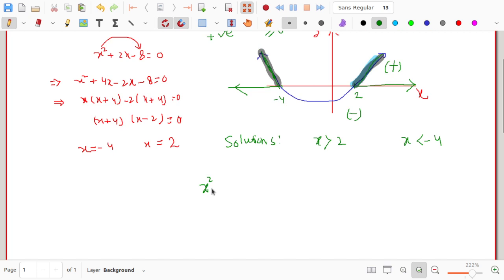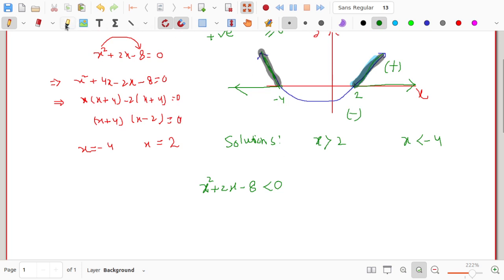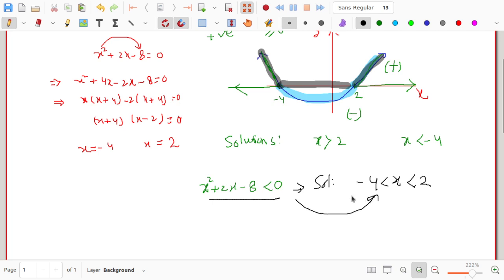Now suppose the question is x square plus 2x minus 8 less than 0. Here it was greater than 0, now it is less than 0. Less than 0 means negative, and which portion of the graph represents negative? Look at this graph. Negative means the down portion, this portion. For this portion, what will be the value of x? x will be from here to here, yes or no? That means the solution will be from minus 4 to 2. So we can write directly minus 4 less than x less than 2. If it is a less than or equal to sign, here also you have to give the equal sign. I hope it's clear to you.